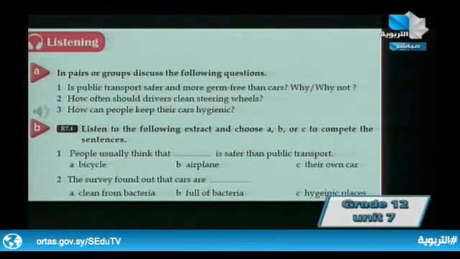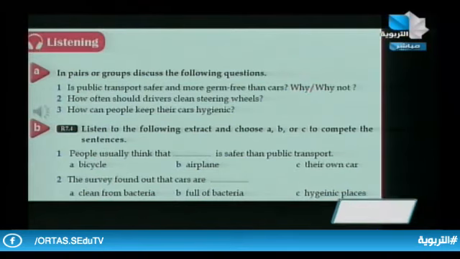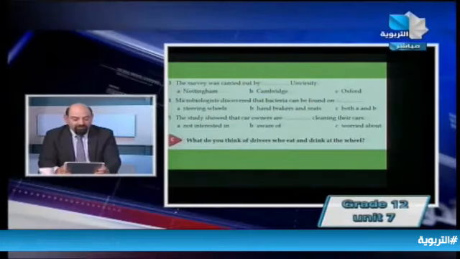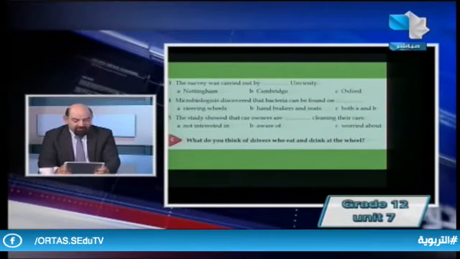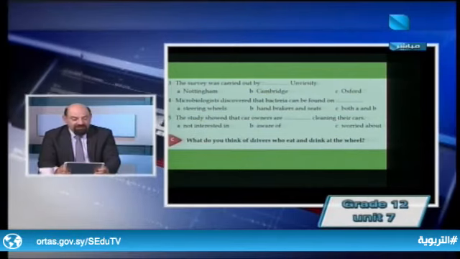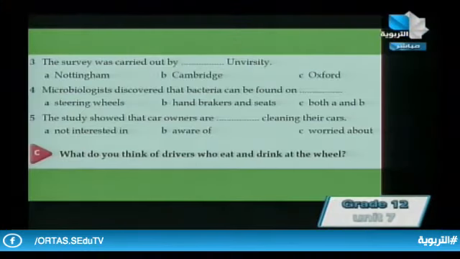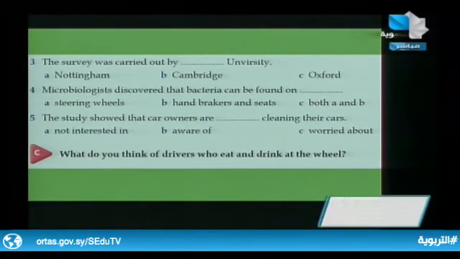Number two. The survey found out that cars are full of bacteria. The answer is B. Exactly. Number three, the survey was carried out by one of these three universities. The answer is A, Nottingham University. Yes, exactly. Number four, microbiologists discovered that bacteria can be found on A, steering wheels, B, handbrakes and seats, C, both A and B. And the correct answer is C, both A and B.